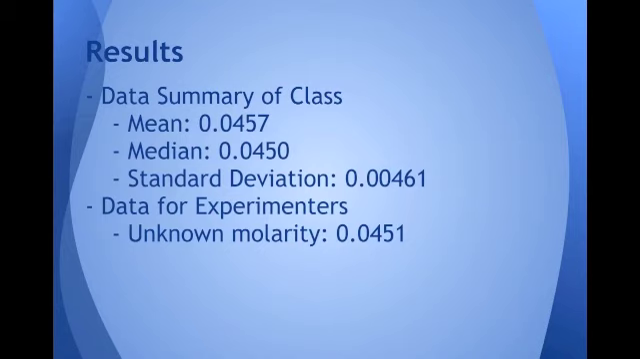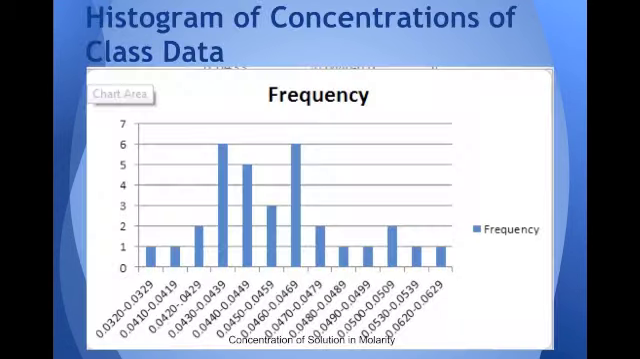The experimenters found a concentration of 0.0451 molarity was relatively accurate in comparison to the average concentration, with a percent error of only 1.31%. As seen in the histogram, most of the data is clustered between a concentration of 0.043 molarity and 0.0469 molarity, and also the shape of the histogram is approximately a bell curve.